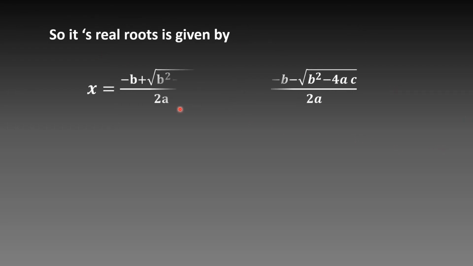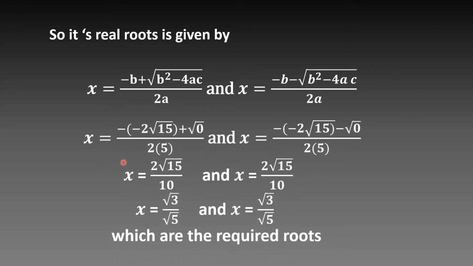As the real roots are given by the following equations, which we have studied in the previous slide, now on putting all the values of a, b, c in these two equations and solving, we get x equals root 3 upon root 5 and x equals root 3 upon root 5. It means that the roots are coming equal, which shows that when the discriminant is equal to 0, the roots are real and equal. So we have found that the given quadratic equation has equal roots.